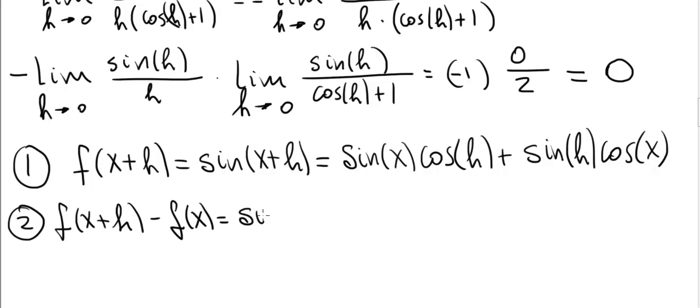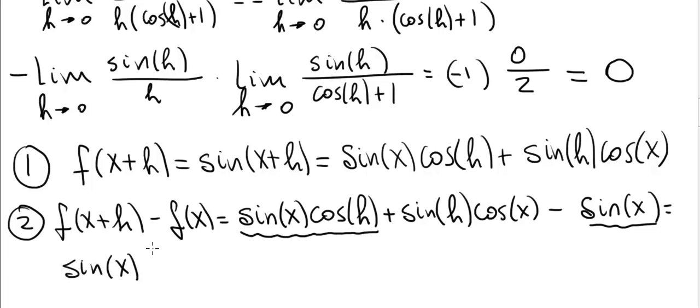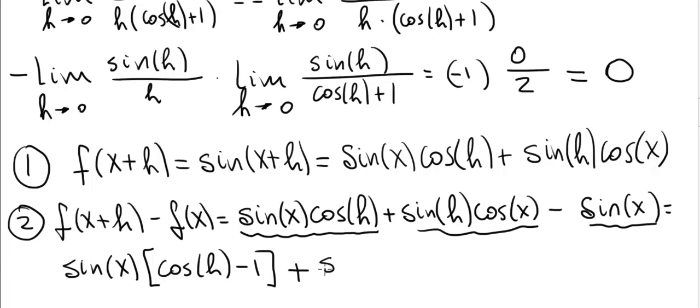So in our case, it is sine of x cosine of h plus sine of h times cosine of x minus f of x, which is sine of x. Take a look at this. Here's the term has sine in it, and this one has sine of x, so we can factor sine of x out, and that leaves cosine of h minus 1, and then this term is untouched, so we write it as sine of h times cosine of x. That's the end of step 2.